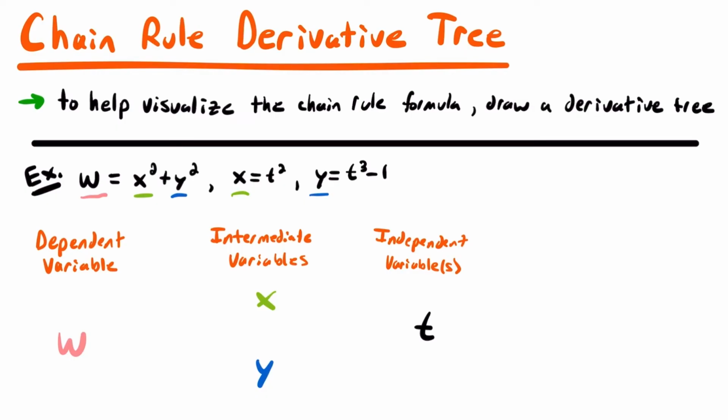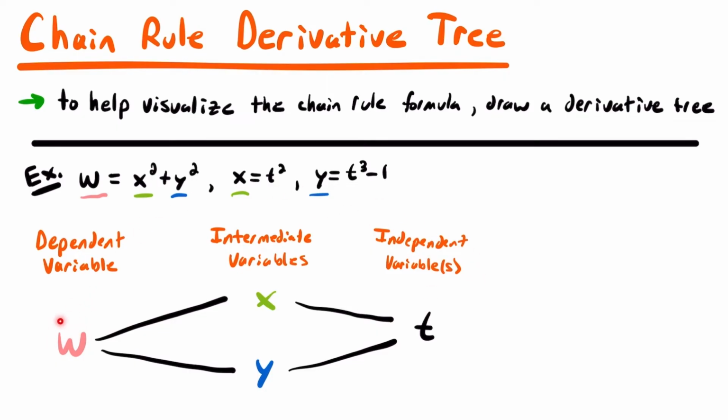And now what you want to do to finish off the derivative tree is just draw some connecting lines between the different variables. From w, we have a pathway to x and a pathway to y, and then from each of those intermediate variables, we have one pathway to t. We can go from x to t and from y to t. And from this diagram, we can now form the chain rule formula. In this case, we would be finding the derivative of w with respect to t, right? There's one dependent variable, that will always be the case, and there's only one independent variable, so the derivative in this case would just be dw dt.